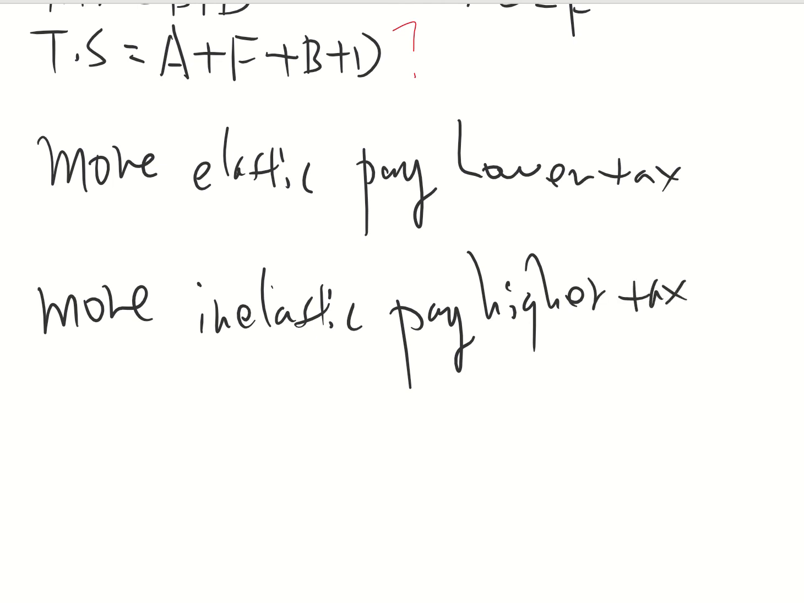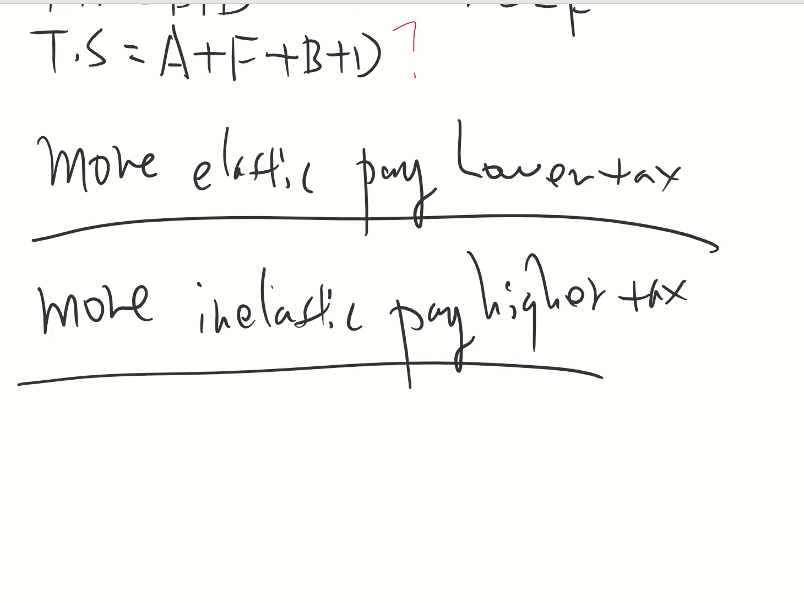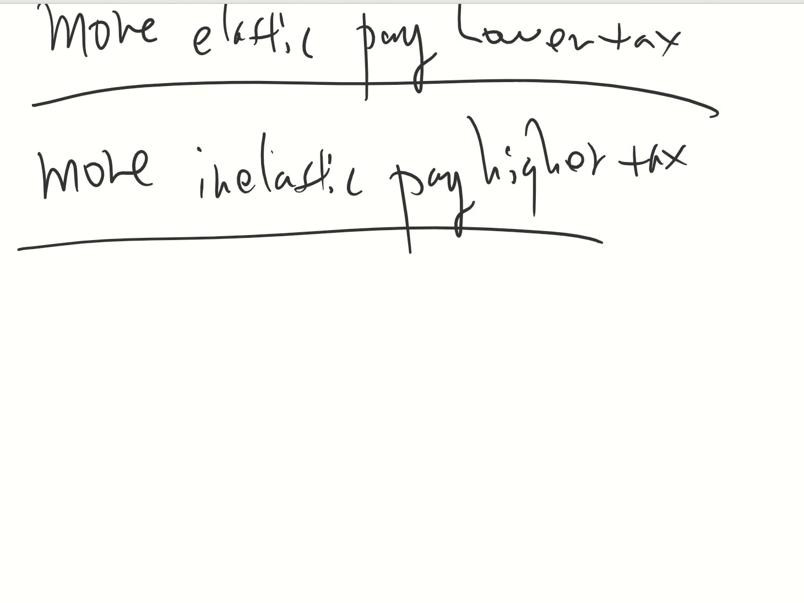Because if you are inelastic, that means you are not flexible. So even with a higher tax and higher prices, you will still buy the good, so you're going to end up paying the tax for it. The more flexible you are, the lower tax you pay. The less flexible you are, the higher tax you pay. Make sure to write this down on your notes. This will come in handy. Also, this flexibility is related to our deadweight loss too.